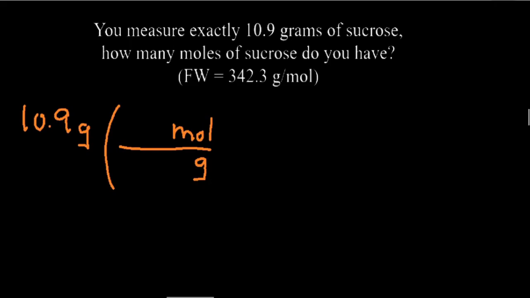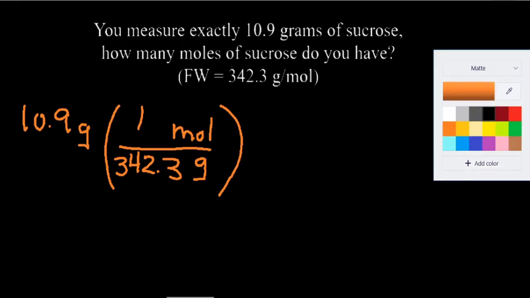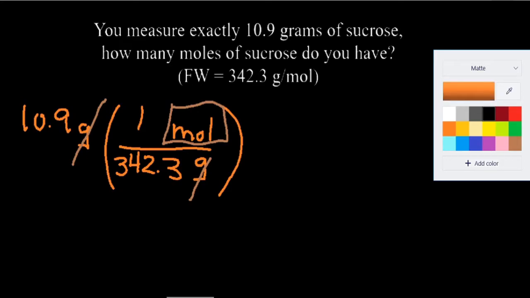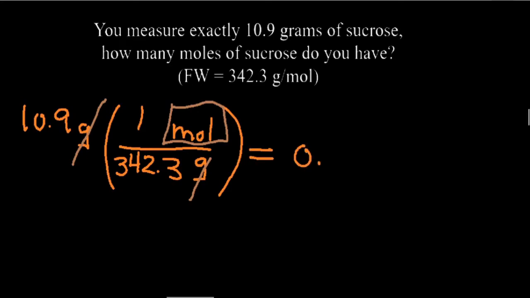And we can think about this the same way: the formula weight is telling us that there is 1 mole for every 342.3 grams of sucrose. Okay, so it's the same concept as the first problem. It's just we're flipping our conversion, so that we can get our grams to cancel and be left with only moles. So when we calculate this out, we should get around 0.0318 moles of sucrose.